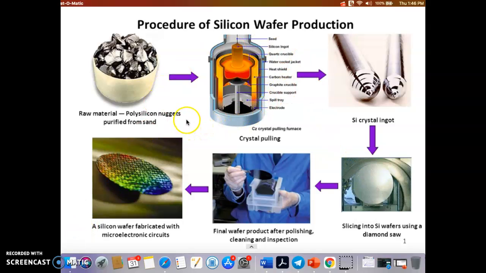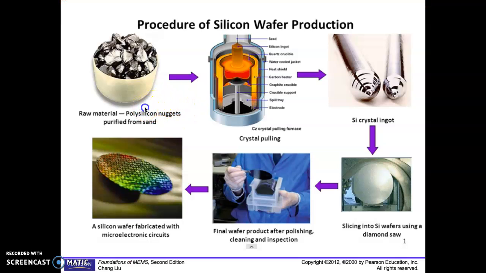Okay, so let's see the flow again of the silicon wafer production. The raw material is actually the polysilicon nuggets, or it's actually from the sand. They put it inside like what we call a seed. So they pull the crystal and it becomes a silicon crystal ingot. After that, we go to the slicing. So this is what we're going to fabricate the MEMS device from, this silicon wafer.